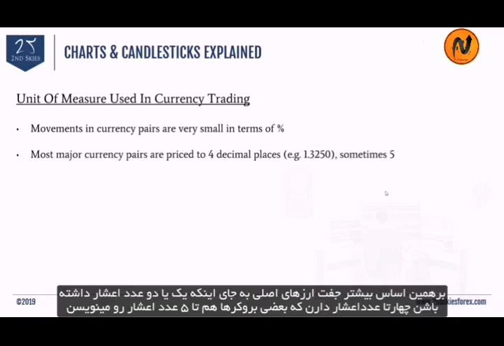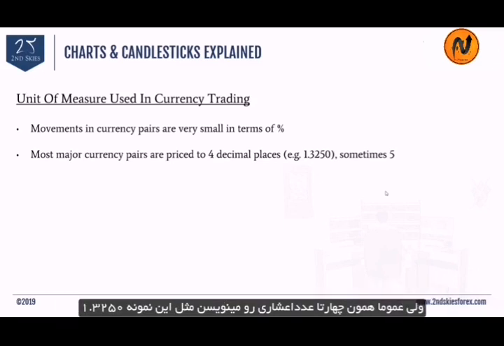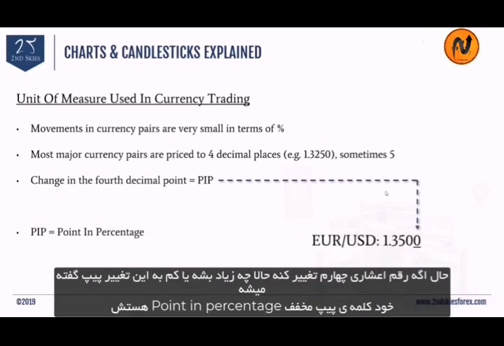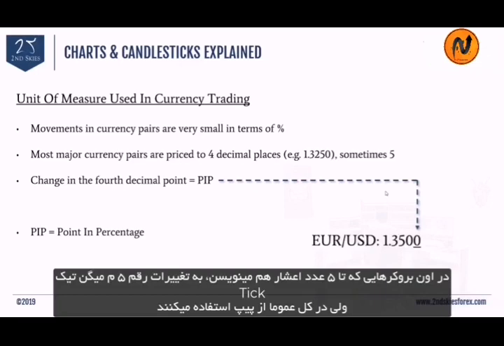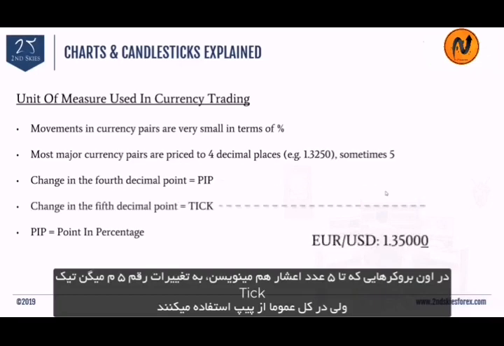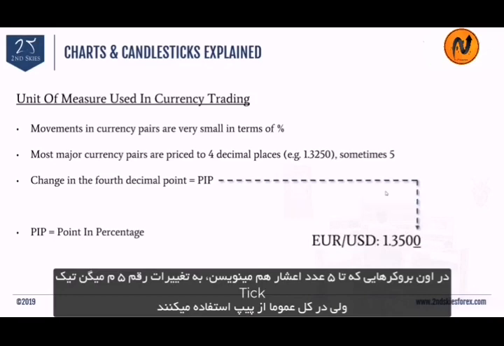Because of this, most major currency pairs, instead of just 1 or 2 decimal places, have 4, which is the most common number of decimal places. Some brokers also have 5, but the most common is 4 decimal places. In this example, 1.3250. So when we look at the change in the 4th decimal point, when price moves either up or down, this is called a pip. And pip stands for point in percentage. When it comes to brokers that have 5 decimal points and you have a change in the 5th, that's called a tick. But the absolutely most common one is called a pip.